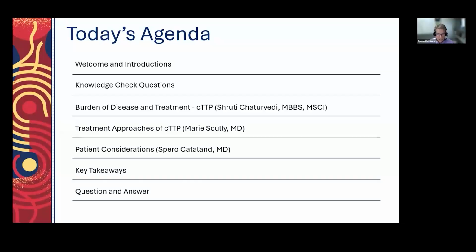Here is our agenda for today. You can see that after a few knowledge check questions, Dr. Chaturvedi will begin by discussing the burden of disease and treatment of congenital TTP, followed by Dr. Scully talking about treatment approaches of congenital TTP, and then I'll discuss patient considerations in the treatment of congenital TTP.